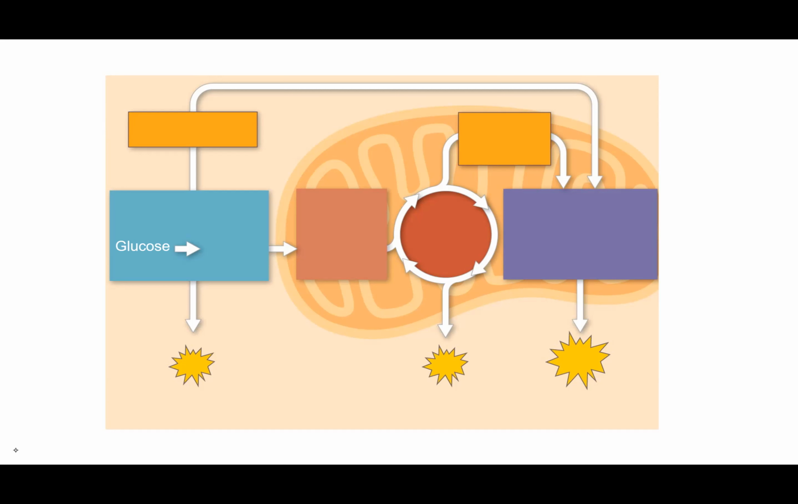So, quick review of cellular respiration. What's the first step of cellular respiration? We start with glucose and what do we do? Glycolysis. We're going to split up the glucose. We're going to make pyruvates. And we're going to make a little bit of ATP.